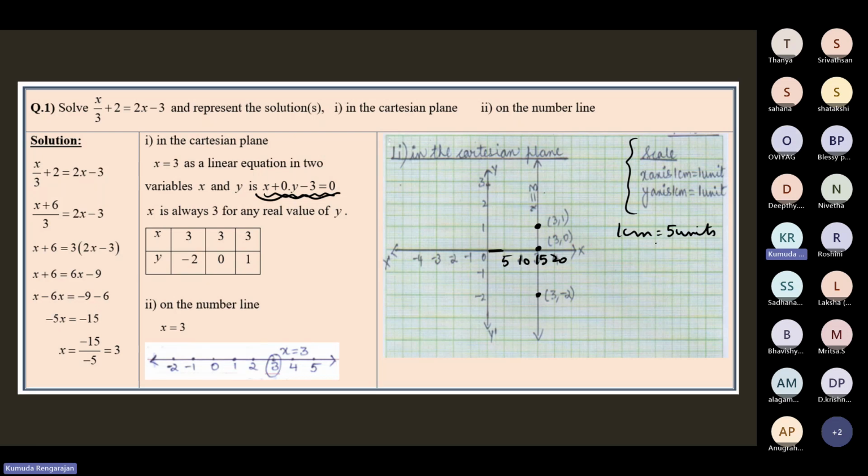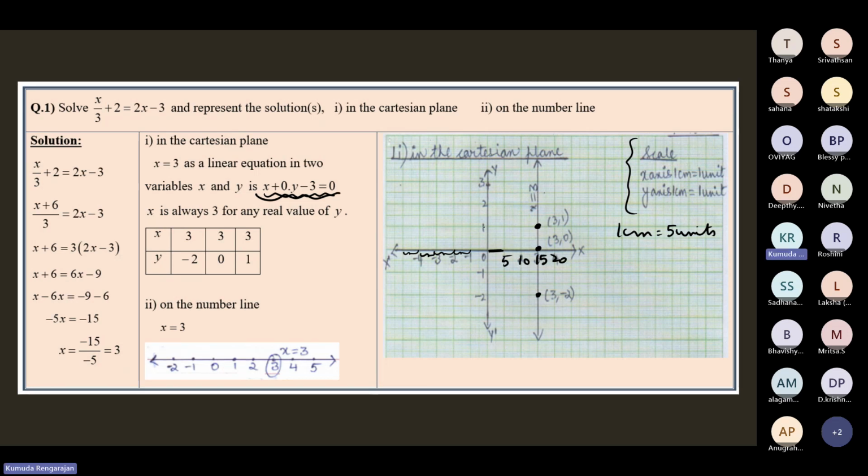Why do we say 1 centimeter? Because it's a centimeter graph. This distance is 1 centimeter. So 1 centimeter is equal to 5 units in case you mark it like this: 5, 10, 15, 20. Then you say 1 centimeter is 5 units.